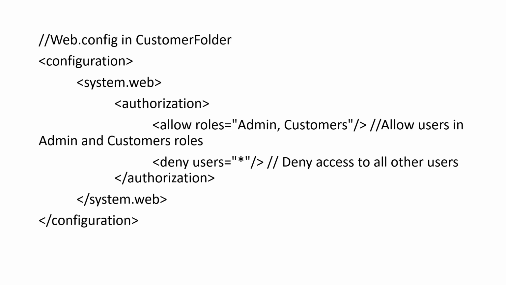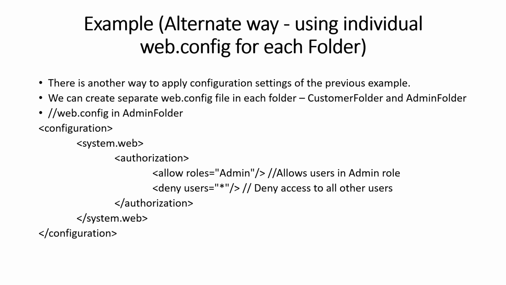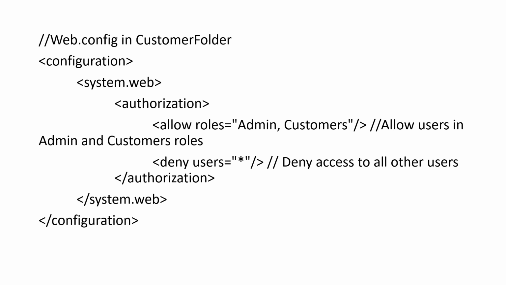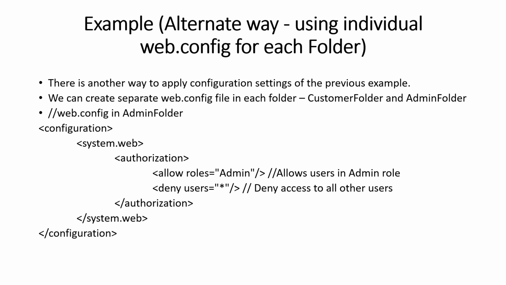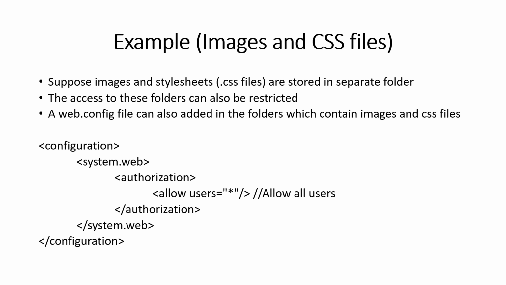And this is the web.config file in the customer folder. The customer folder contains all the web pages that can be accessed by both the admin type users and customer type users. So we specify the allow roles equal to both. The configuration will be different in both web.config files. So in this example we create two web.config files in two folders separately.